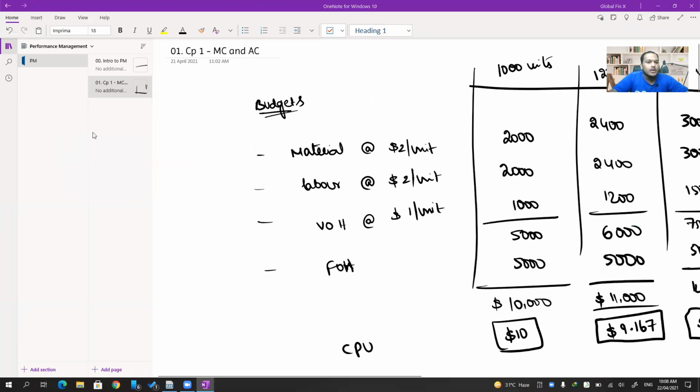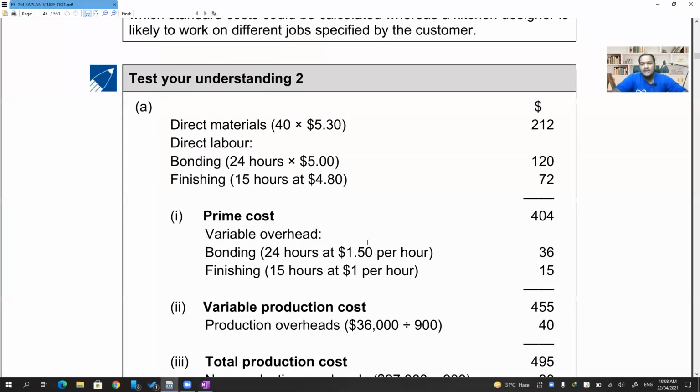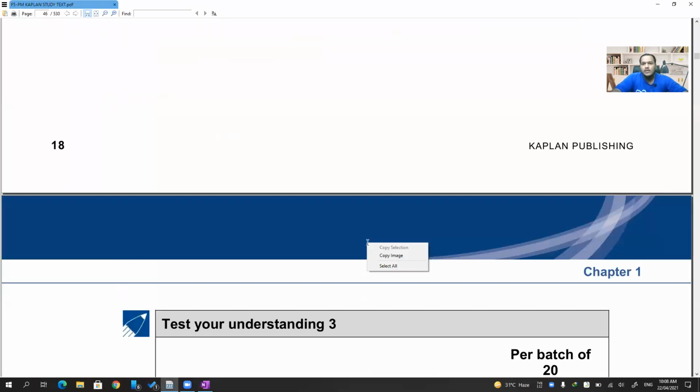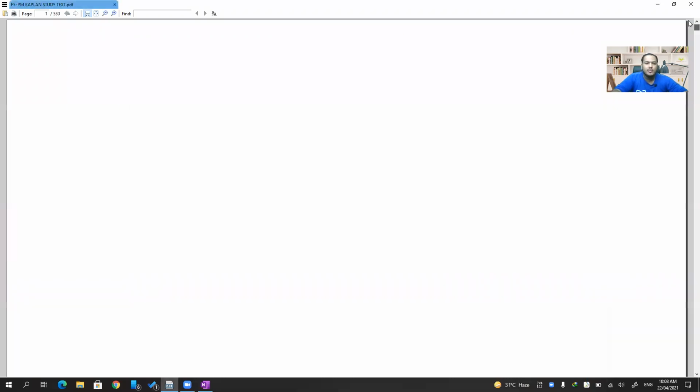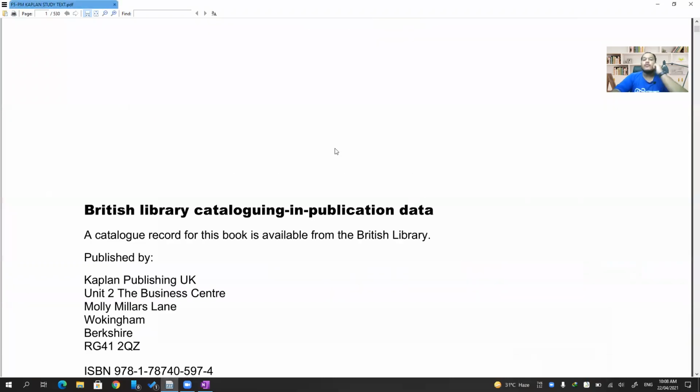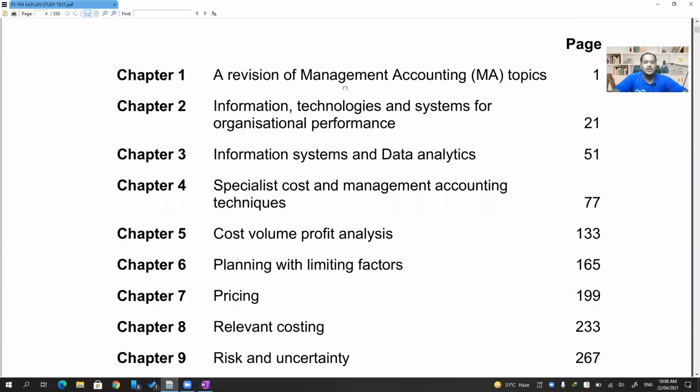Yes, good. Then we'll move on to the second chapter of discussion. I'm not talking about the second chapter of your textbook. Because we are in the flow of marginal costing, then absorption costing, it would make more sense for us to do the special costing techniques here itself. So let's go to chapter number 4 of your textbook, that is special cost and management accounting techniques.